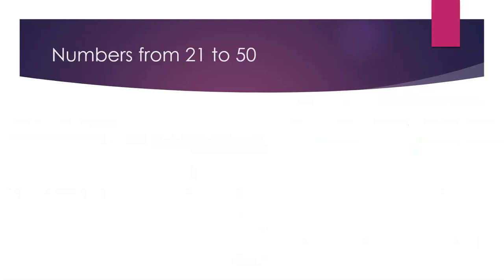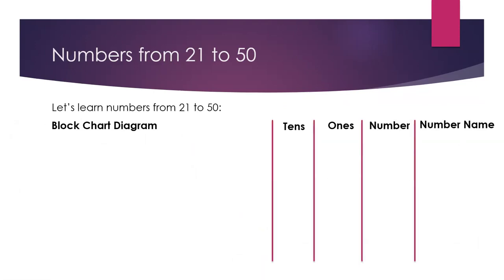Now let's move on. Now we are going to take the numbers for today's lesson, and here we are going to focus on the numbers from 21 to 50. Same pattern will be adopted. I will show you the number block chart diagram in the first column, and then we will count the number of tens here. Here we will count the number of ones, and then we will form the number, and in the last column we will write the number name.